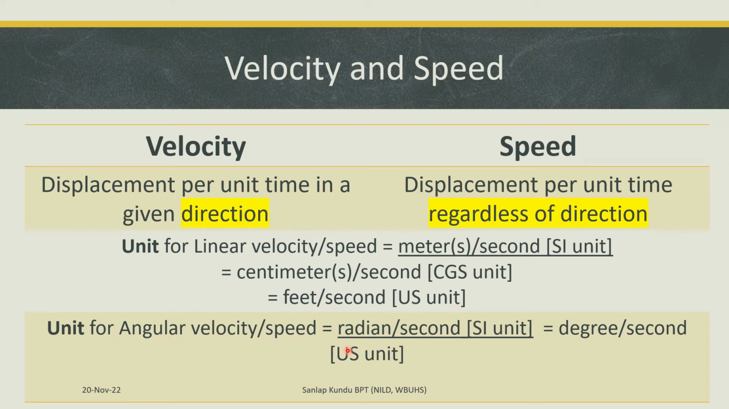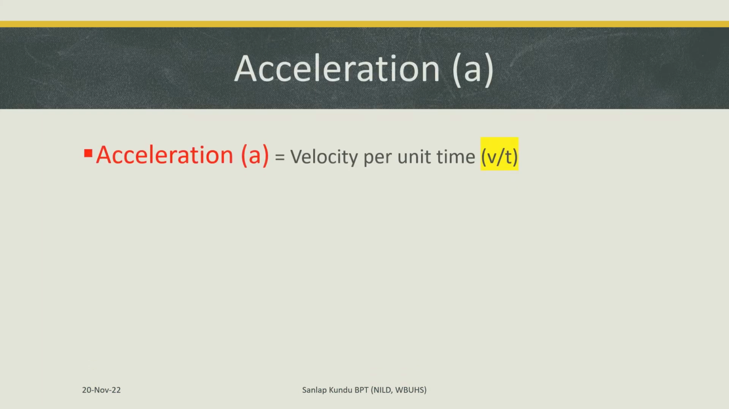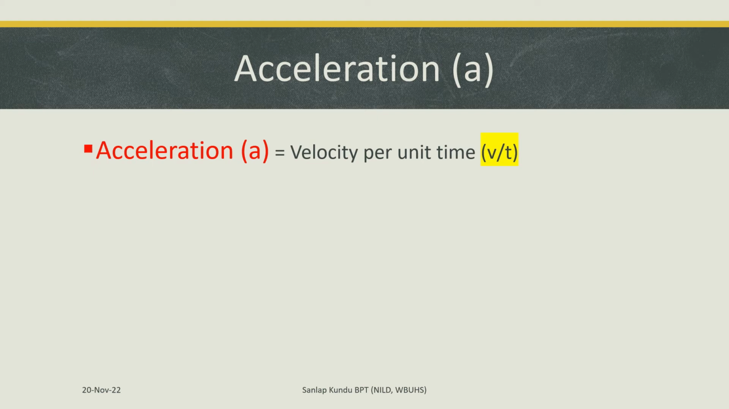The unit for angular velocity or speed is radian per second in SI unit and degree per second in US unit. Now the second thing is the acceleration. Acceleration is the rate of velocity or basically velocity per unit time. It is expressed as a, which we can also call v by t.